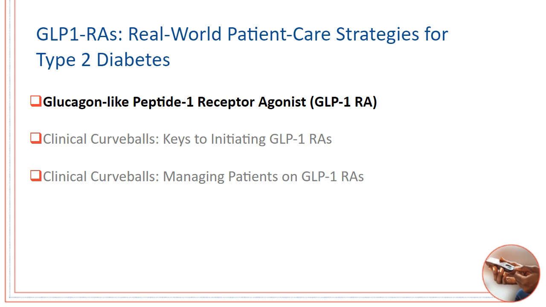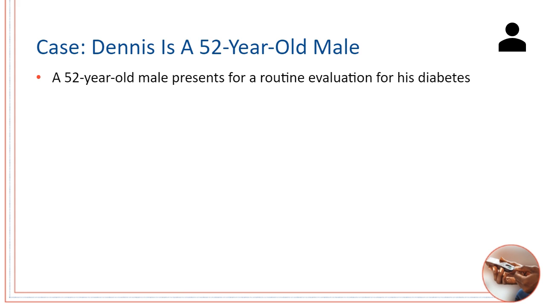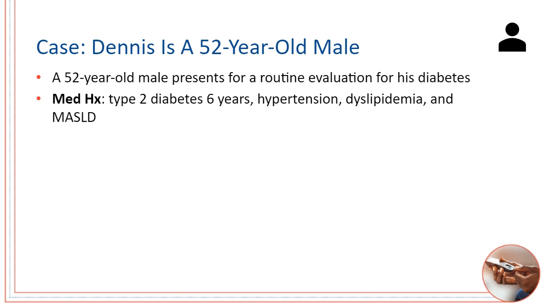So now we'll move on to our content and talk a little bit about GLP-1 receptor agonists. Let's start with a case. Dennis is a 52-year-old male who comes in for an evaluation of his diabetes. He's had type 2 diabetes for 6 years. He also has hypertension, dyslipidemia, and MASLD. MASLD is the new name for non-alcoholic fatty liver disease. MASLD stands for metabolic dysfunction-associated steatotic liver disease.